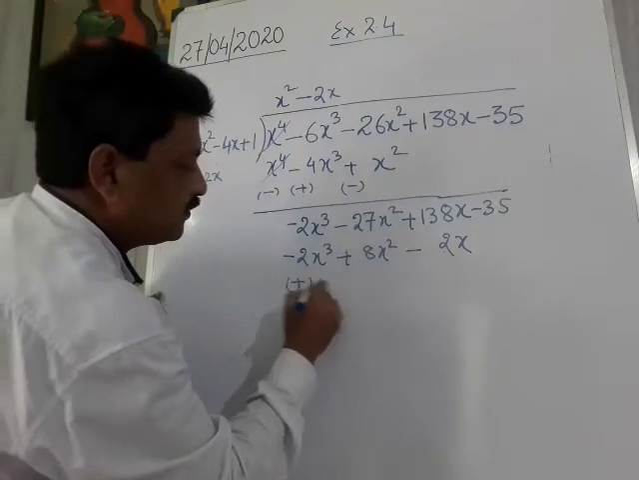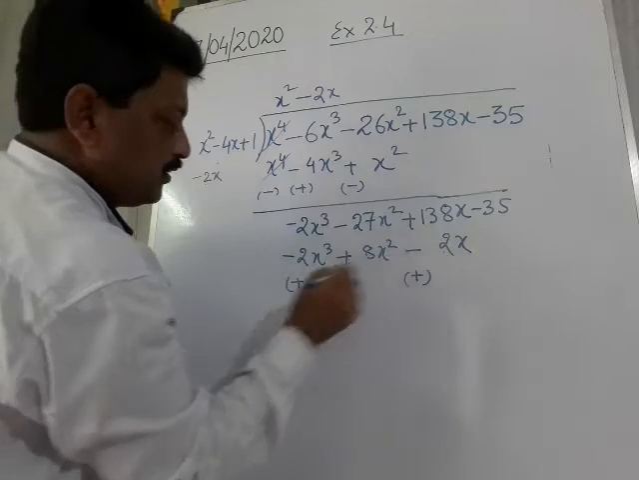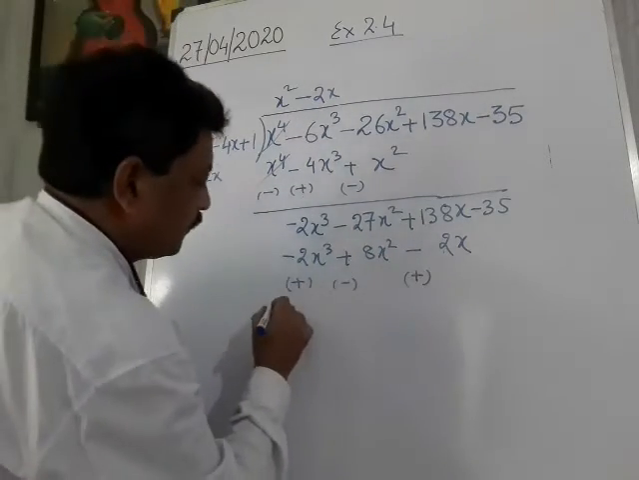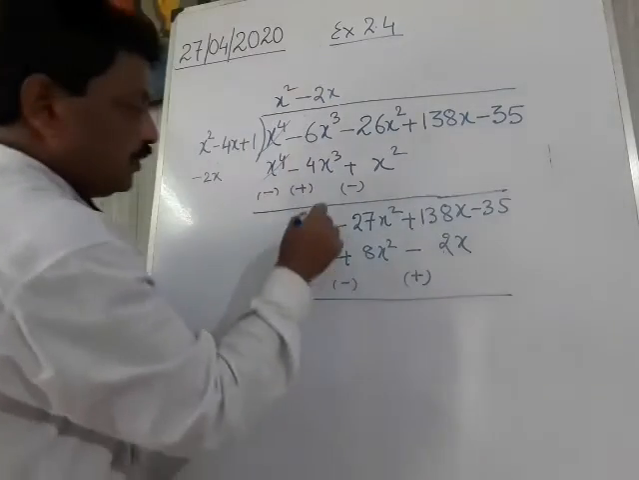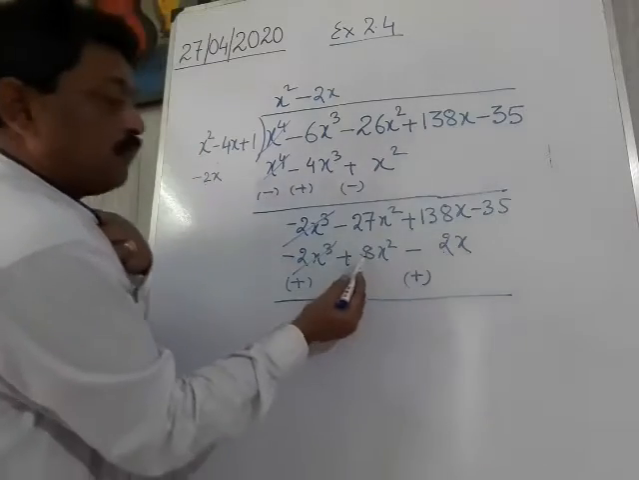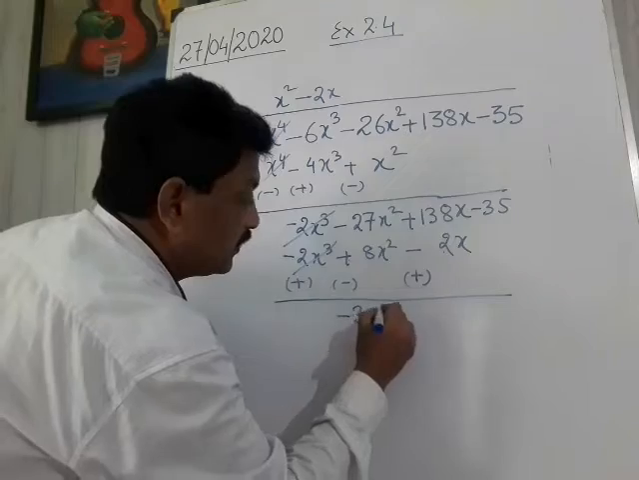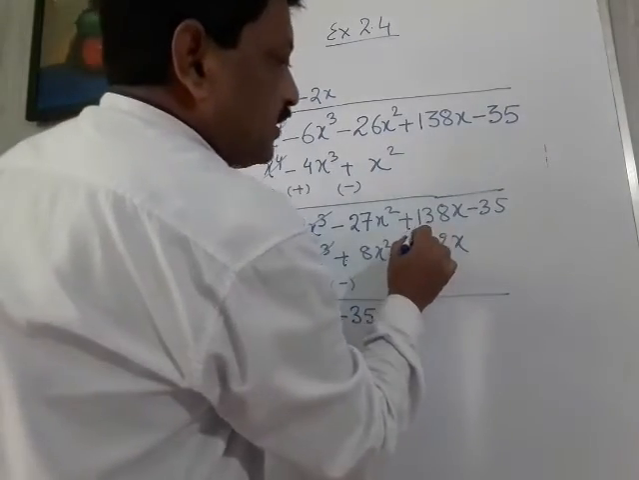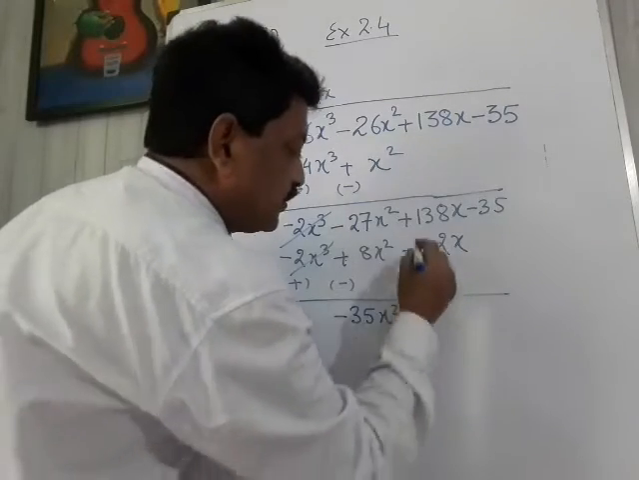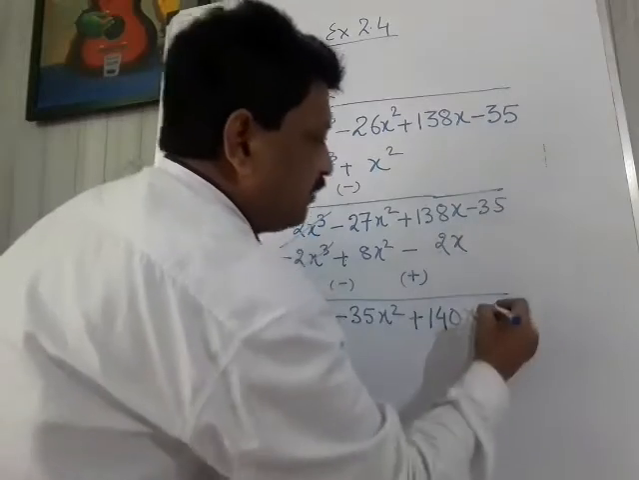Again change of sign. Whatever sign will be here, here we have to write the opposite sign. These two are the same, cancelled. This is minus 27x square and this is minus 8x square now. It will become minus 35x square. 138x is plus and 2x is also plus now, positive, so they will be added. It will be 140x and minus 35.